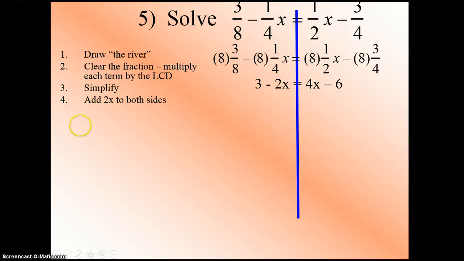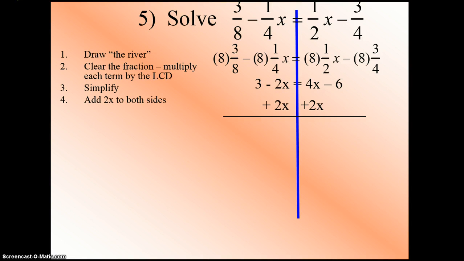Again, I need to get my x's together, because notice how I have two x's here, one on this side and one on this side of the river. I need to put them on the same side of the river. In order to go across the river, you've got to change something. Okay, so I've got to move the smallest x. The smallest x is always the negative one. So the opposite of minus 2x is to add 2x to both sides. So I'm going to add 2x to both sides.